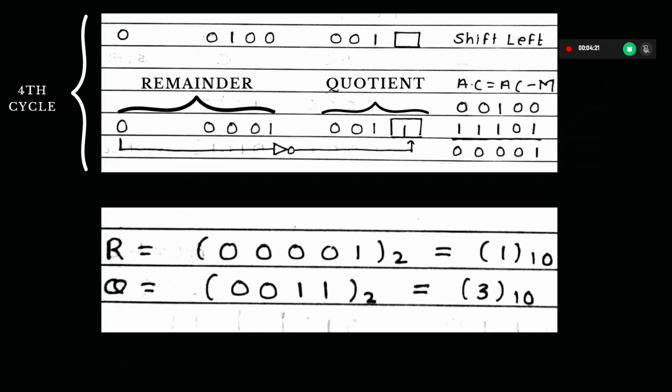So the last cycle, in the last cycle the least significant bit is 0, which means we have to perform the shift left operation first, and then we will perform the AC equals AC minus M operation. So here we get the final remainder and quotient. So the remainder is 00001.